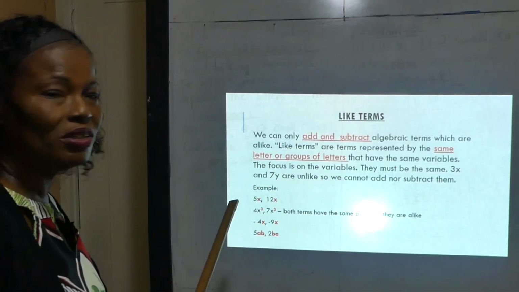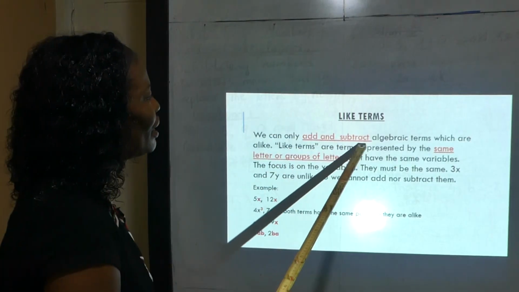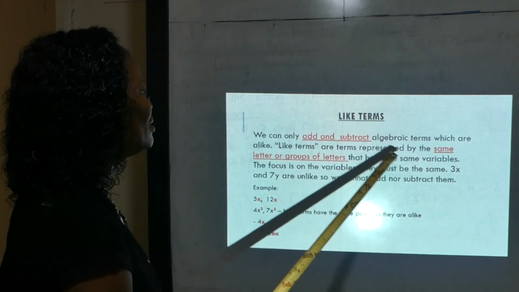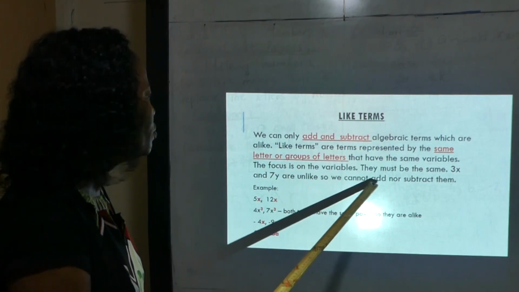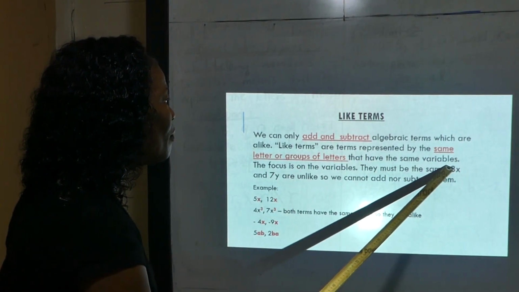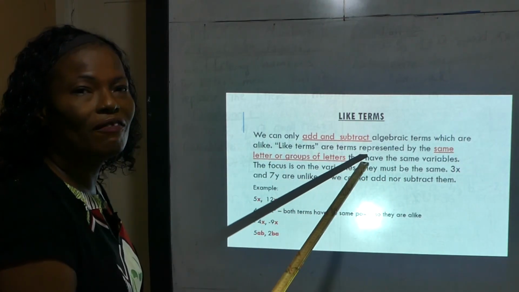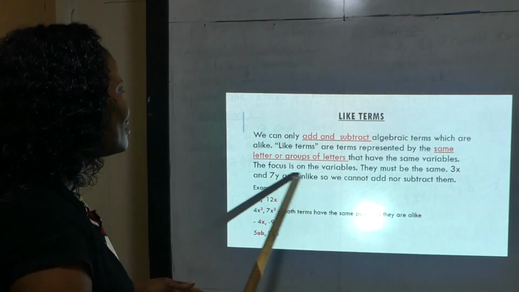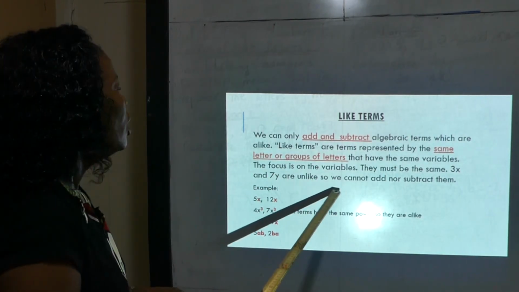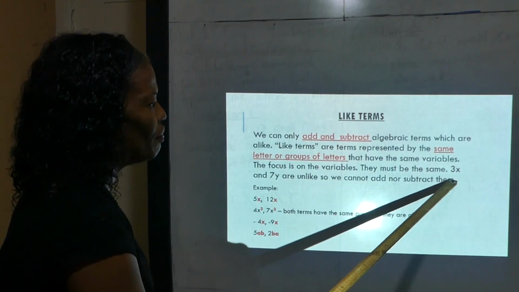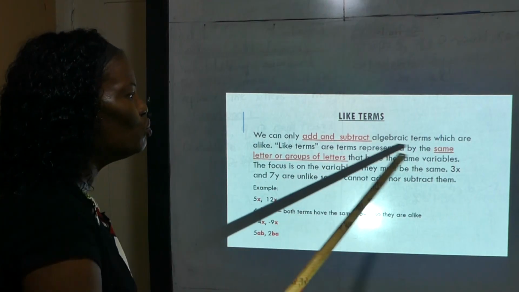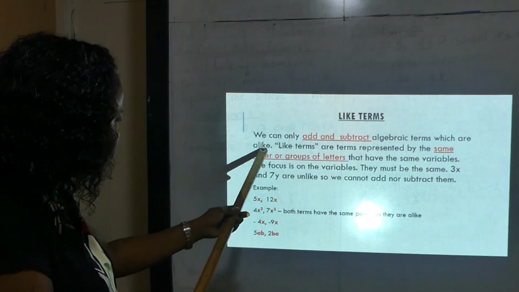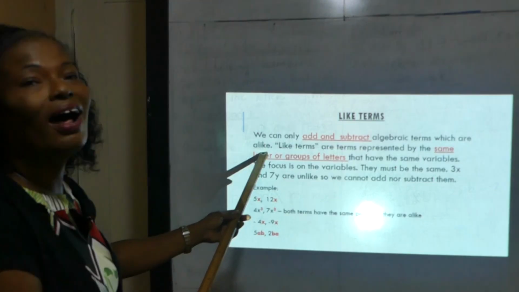Like terms, and we're coming to the very end. We can only add and subtract algebraic terms which are alike. Like terms are terms represented by the same letter or groups of letters that have the same variables. The focus is on the variables when we talk about like terms. They must be the same. So 3x and 7y are unlike. So we cannot add or subtract them. Here is an x, here is a y, 2 different letters. We can only add and subtract when they are, say it loud now, alike.